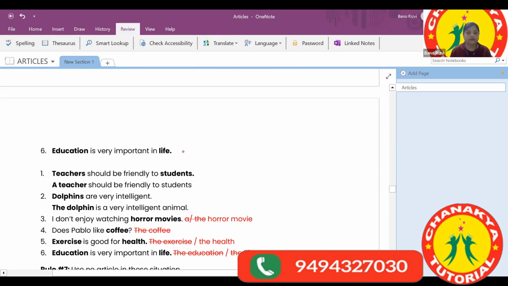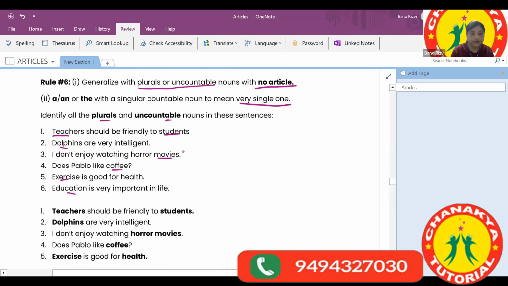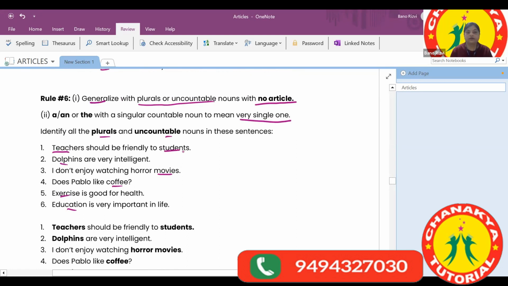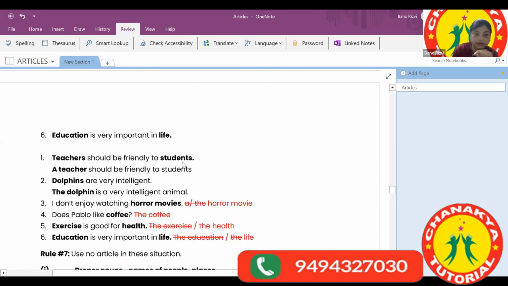Now teachers should be friendly to students. A teacher should be friendly to students. Dolphins are intelligent. The dolphin is a very intelligent animal. Now we are changing it to countable. You understand here how we are generalizing? In general, we are talking about general, not the particular teacher. All teachers should be friendly. So here we are generalizing. Teachers should be friendly to students. A teacher should be friendly to students. Dolphins are intelligent. The dolphin is a very intelligent animal.